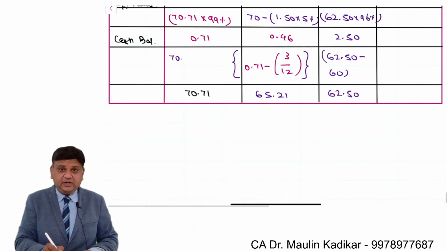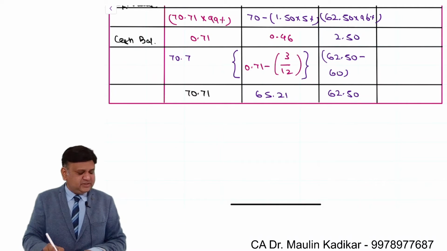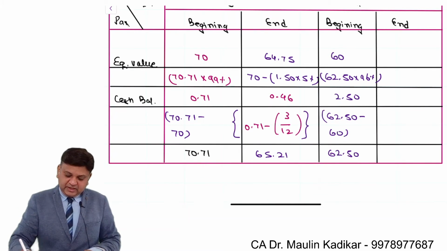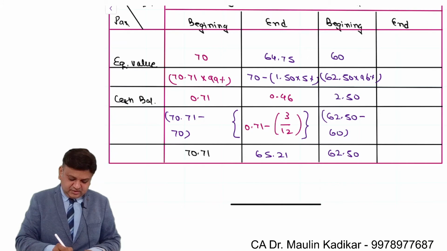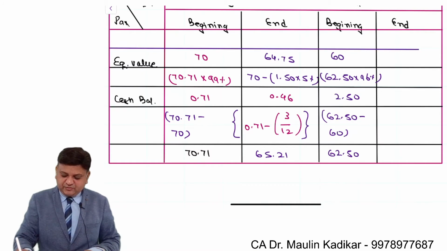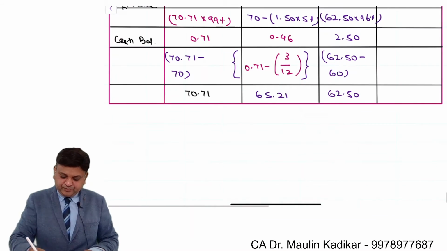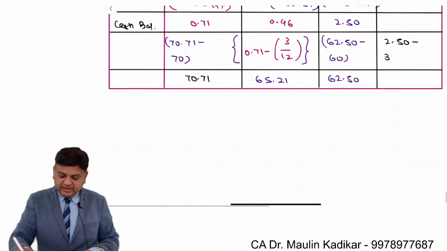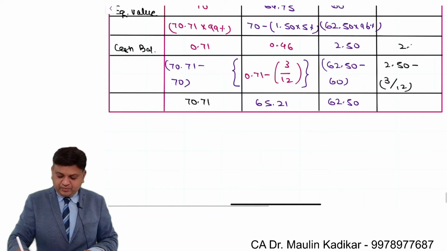The way we had over here 70.71 minus 70 rupees. Now it has been given to us that there is an expense of 3 rupees per unit. So in that case it is 2 rupee 50 paise minus 3 divided by 12 months. That comes to 25 paise. So it is 2 rupee 25 paise.